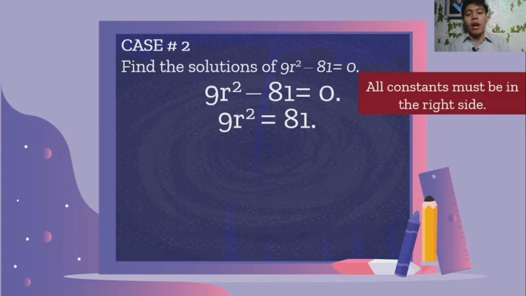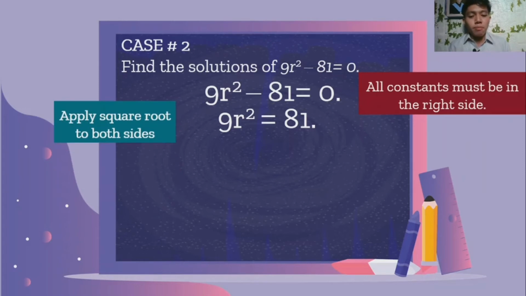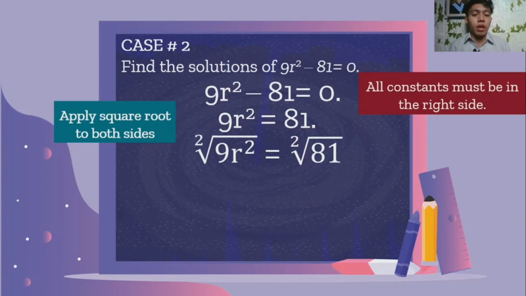Okay? Tanong, ang 9r squared ba ay perfect square? Yes. Bakit? Kasi ang 9 ay perfect square. Yung r squared ay perfect square. Okay? So, apply na kagad tayo ng square root both sides. So, magiging square root of 9r squared is equal to the square root of 81. Now, always remember, nakakancel ng square root yung exponent na 2.